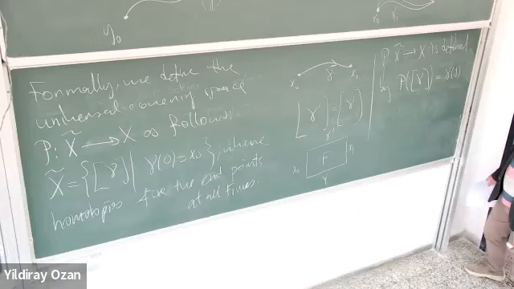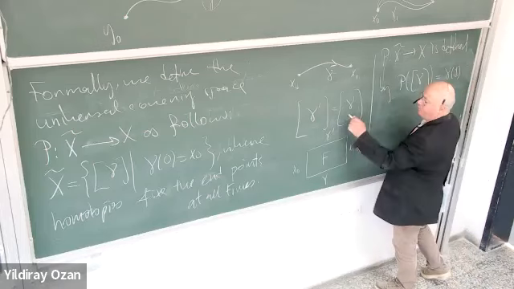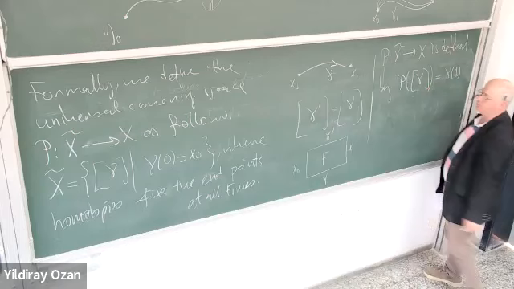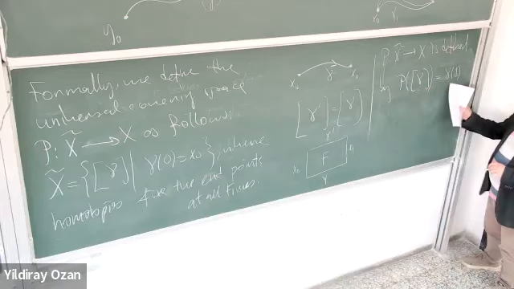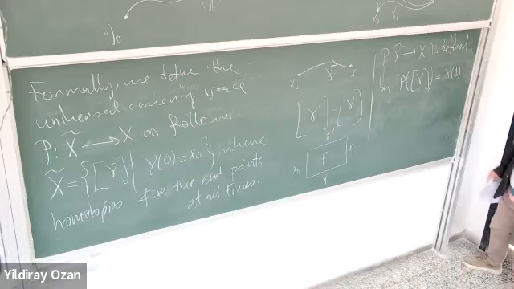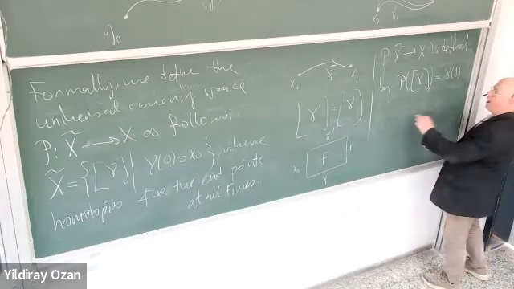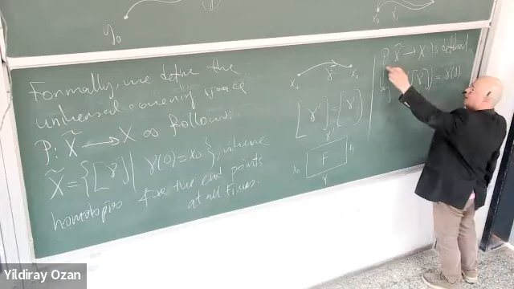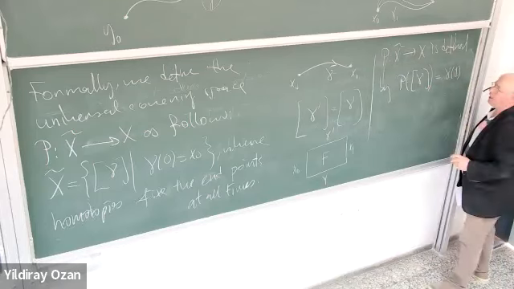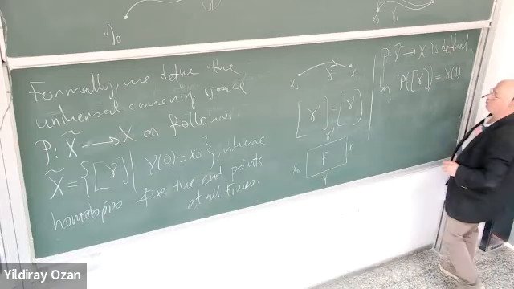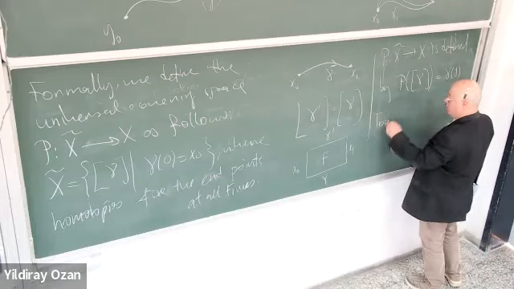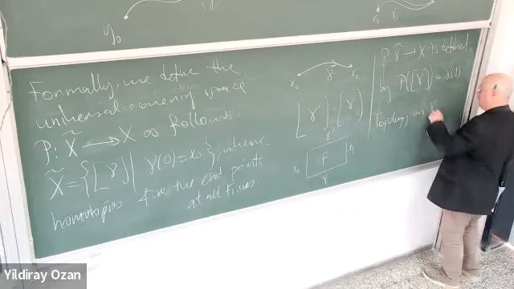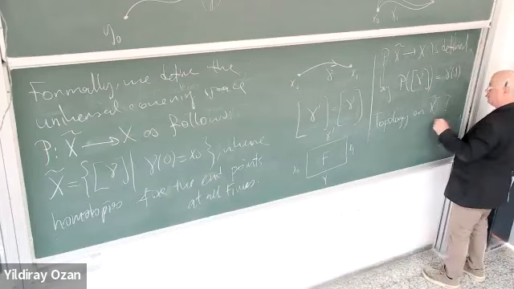Why is that? Because if I have two representatives for the same homotopy class, then I know that the endpoints of these two paths are the same. Therefore, this is a well-defined map. So I have defined X tilde and P. Now we have to define the topology on X tilde. So what is this topology?